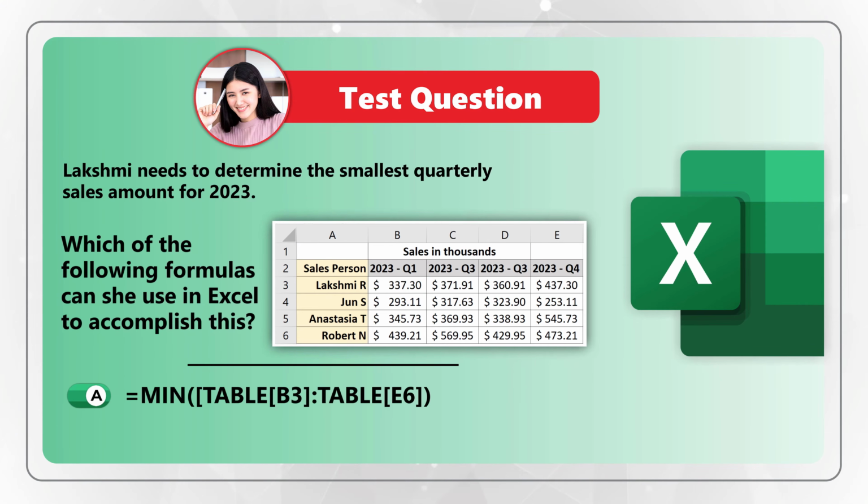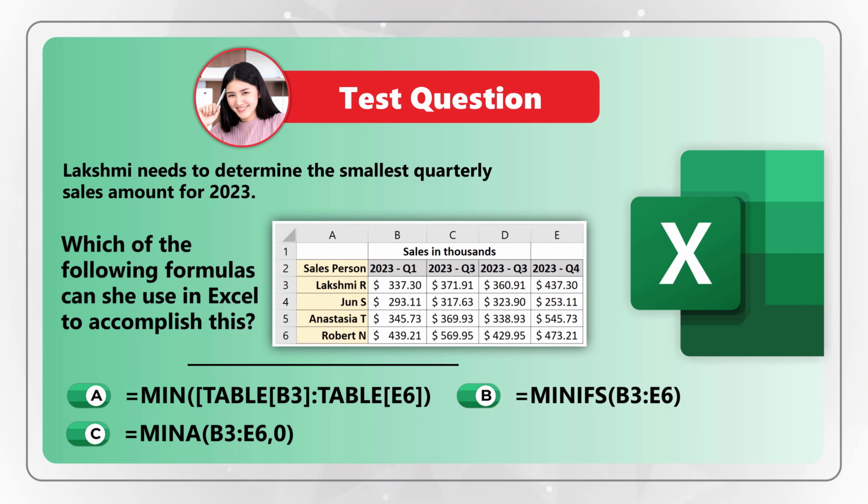Choice A, formula MIN, and then you have values in parentheses B3 through E6. Choice B, MINIFS, and then value in parentheses B3 through E6. Choice C, MINA, B3 through E6 in parentheses, and last but not least, choice D, MIN B3 through E6.